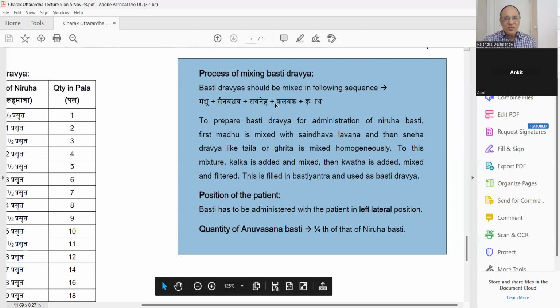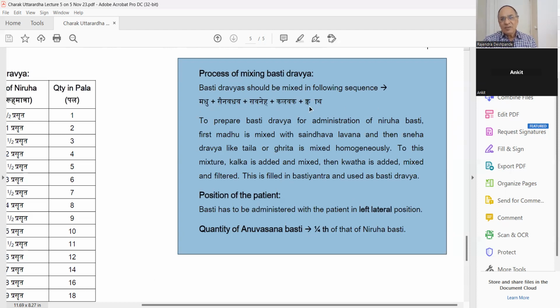Basti Dravya should be mixed in the following sequence. My dear friends, this sequence has a lot of printing mistakes. The Devanagari script is bad. This is wrong, a spelling mistake in Marathi. But I will tell you by mouth, so you can write. Don't write these things.